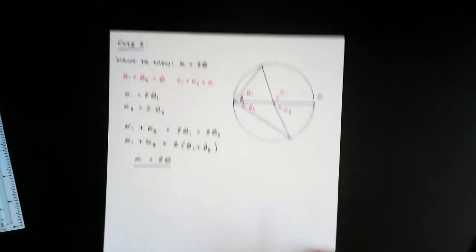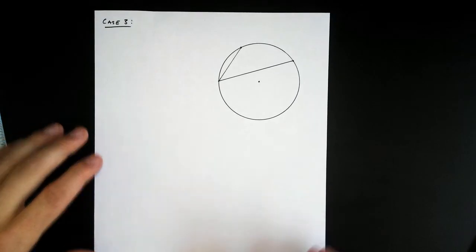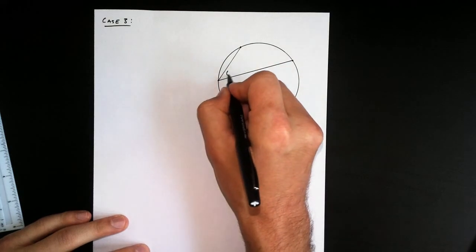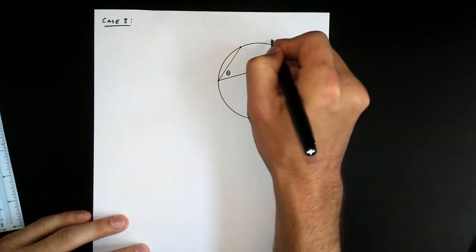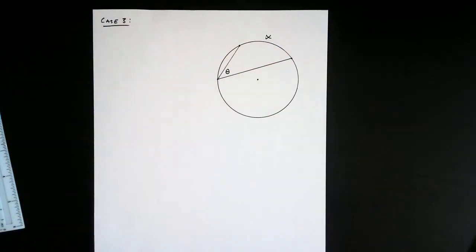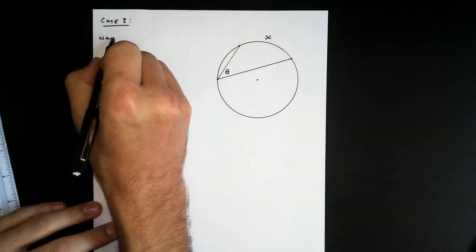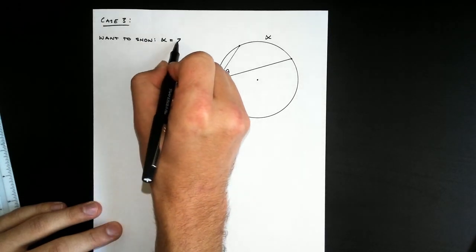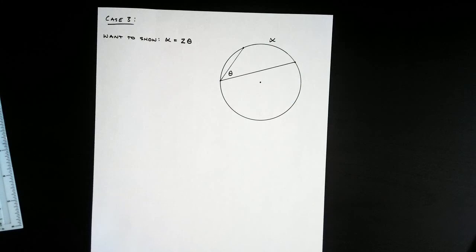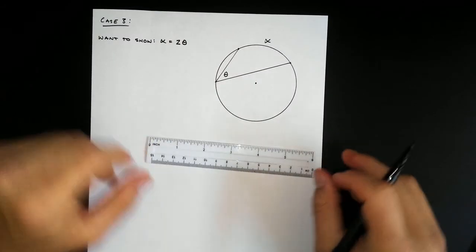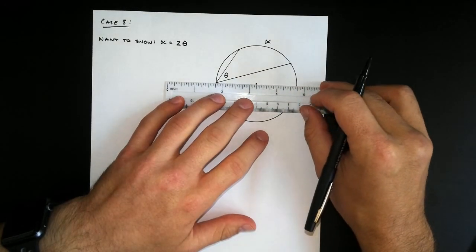Now we have one more case to go. Now the third case is when the center of the circle is outside of the inscribed angle. So again, let's start with labeling. So we'll call that one theta again, and then our arc, we'll call that alpha. So that's how big these are. And the same thing, we want to show that alpha is twice as big as whatever theta is. Okay. Just like case 2, we want to use case 1 to help us out.